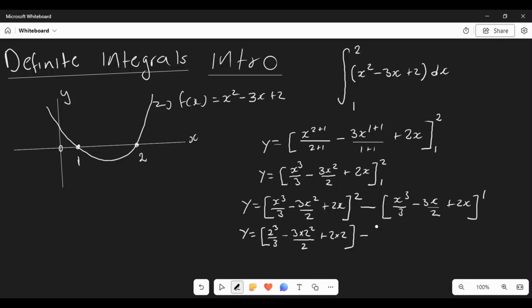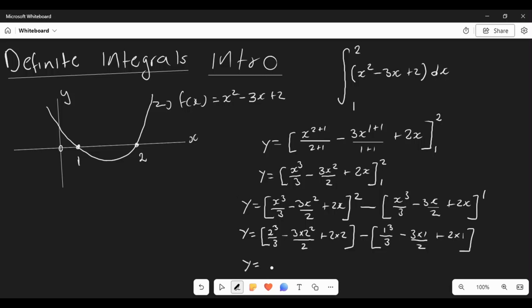So let's go to the second bracket for the lower limit. Wherever there is x, we substitute with the lower limit. So it's gonna be 1 to the power of 3 divided by 3, minus 3 multiplied by 1 to the power of 2 over 2, plus 2 multiplied by 1. Even if you don't write the 1s it's fine, but write it. And then that's it. From here, you just use your calculator, guys, and you'll get the answer.